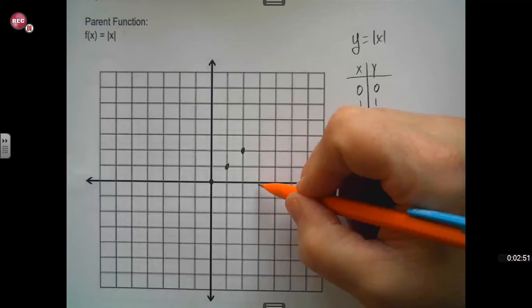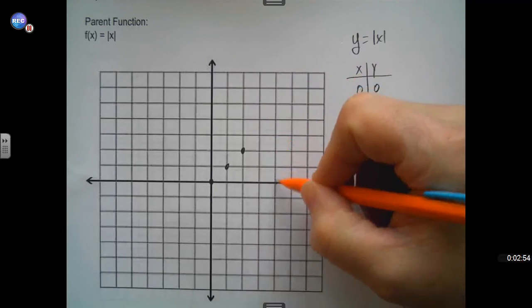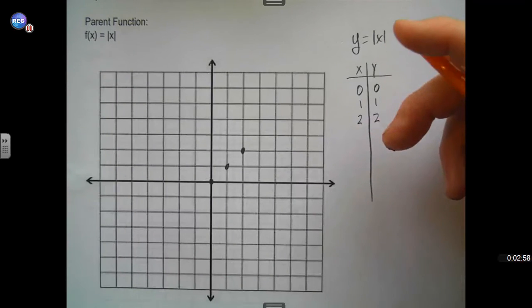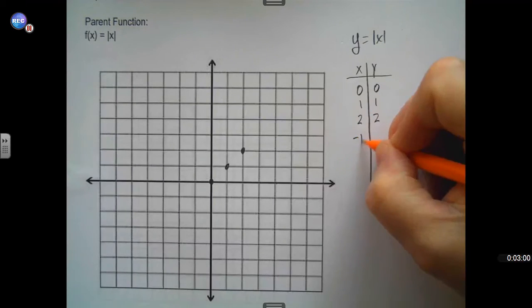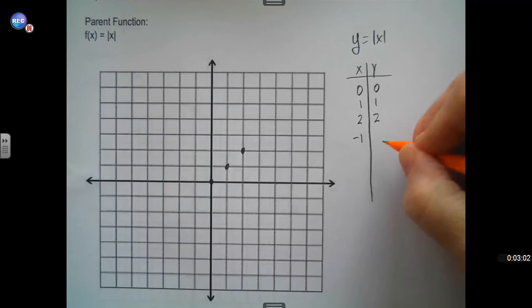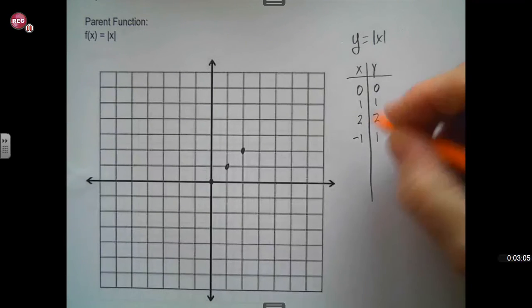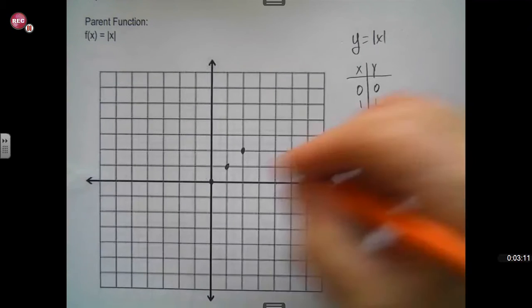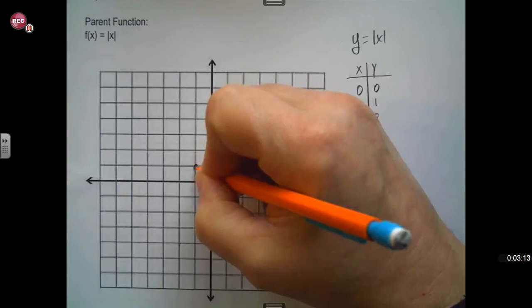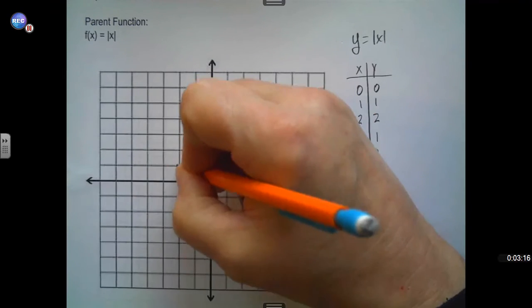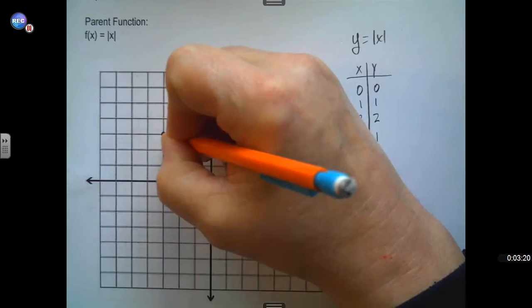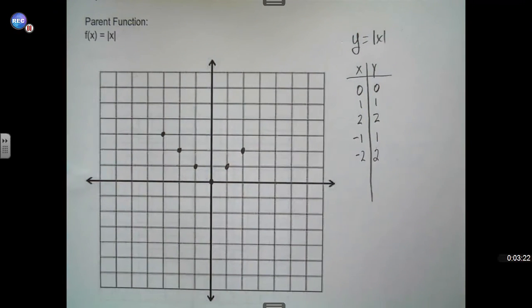I know that if I plug in 3, I'm going to get 3. If I plug in 4, I'm going to get 4. But I need to know what the other side of the graph looks like as well. So I need to plug in -1, and the absolute value of -1 is +1. And I need to plug in -2, and the absolute value of -2 is +2. And so the other side of my graph, (-1, 1), (-2, 2), if I plugged in -3, I get 3. The other side of my graph looks like that.